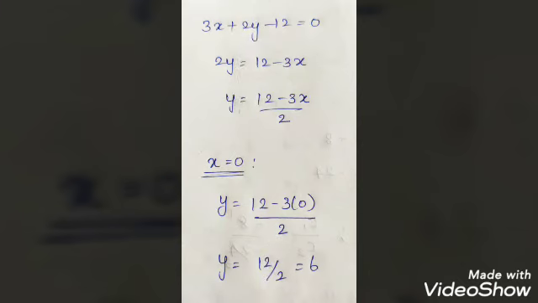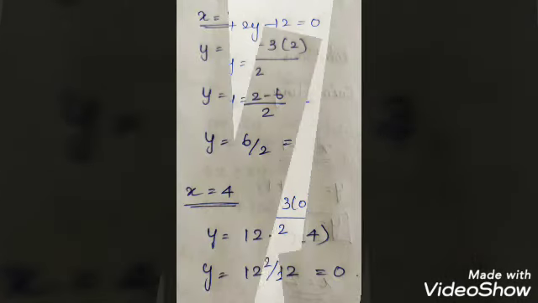Next, the second equation, 3x plus 2y minus 12 equal to 0. Keep the 2y here and take the other terms to that side. y equal to 12 minus 3x divided by 2. First we put x is equal to 0. So 12 minus 3 into 0 gives you 12, and 12 divided by 2 means 6.